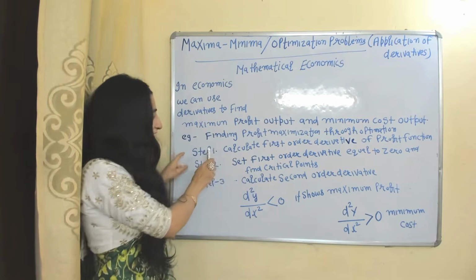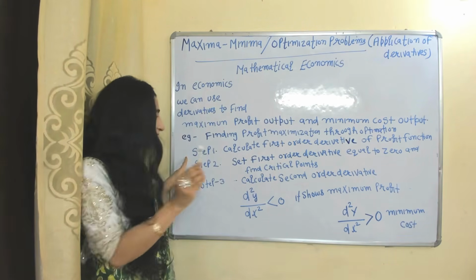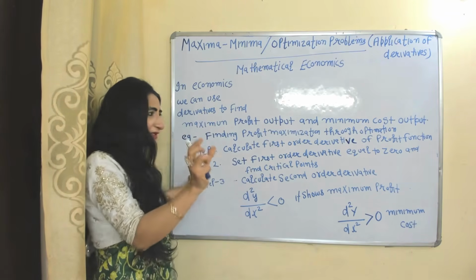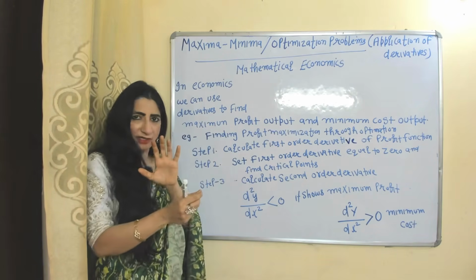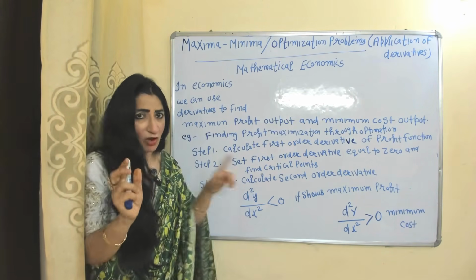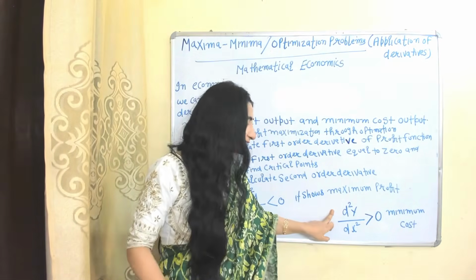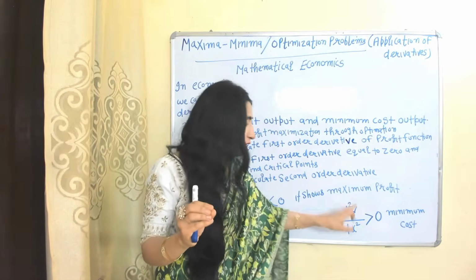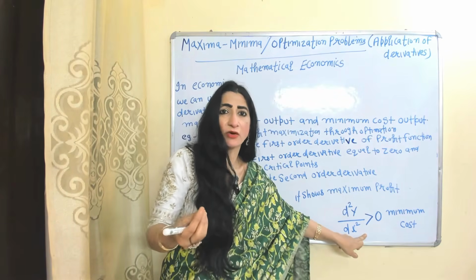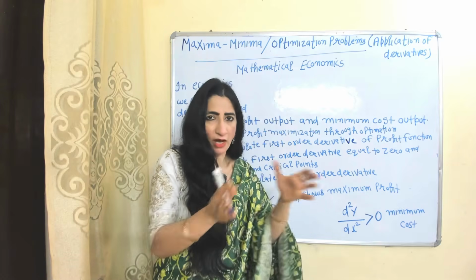Now suppose we want to find out the minimum cost output through optimization, then we need to follow these same three steps. In the first step, we calculate the first order derivative of the cost function, then set this first order derivative equal to 0 and find the critical point. In the third step, we calculate the second order derivative. Now please listen carefully. In the case of the cost function, if the second order derivative is more than 0, for example, plus 2, it shows minimum cost output.